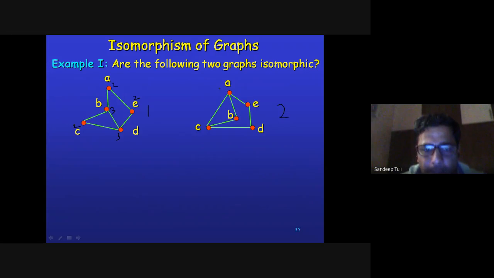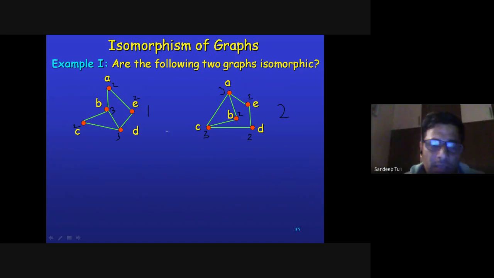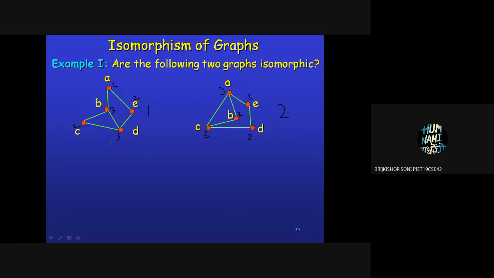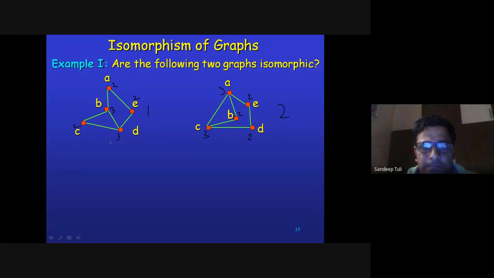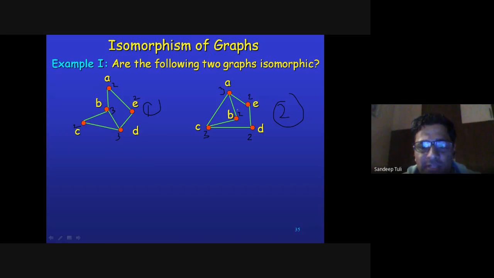Now the degree of A here is 3, A's degree is 3, it is 2, it is 3 and it is 2. Okay, now tell me, the number of vertices having degree 2, is it the same in both? Yes, sir. Number of vertices having degree 3, is it the same in both? Yes, it is the same in both. Okay, so there are 2 vertices with degree 3 and 3 vertices with degree 2.